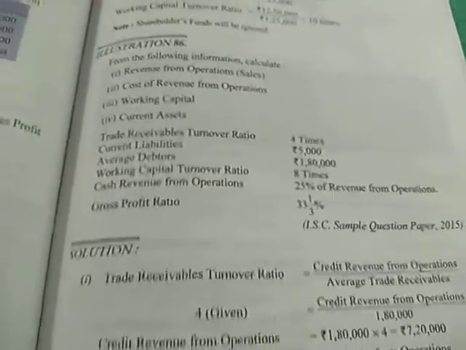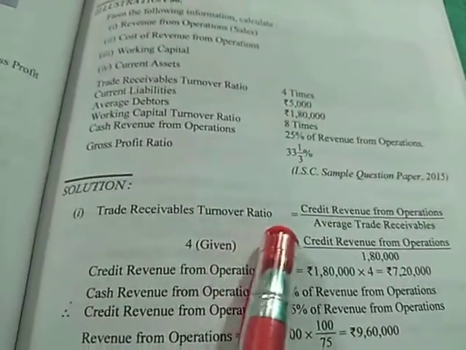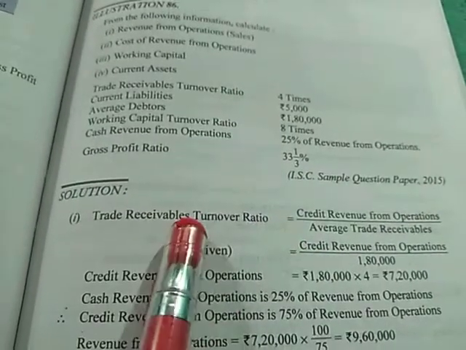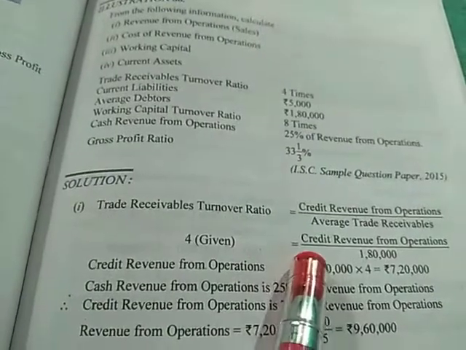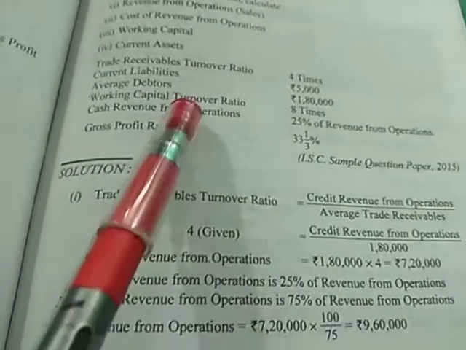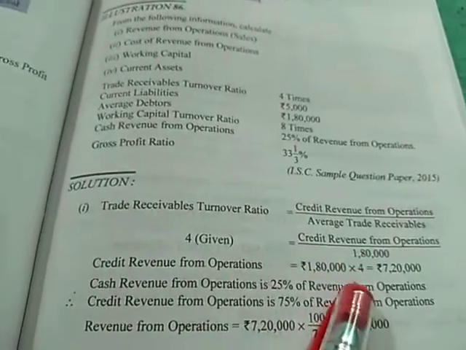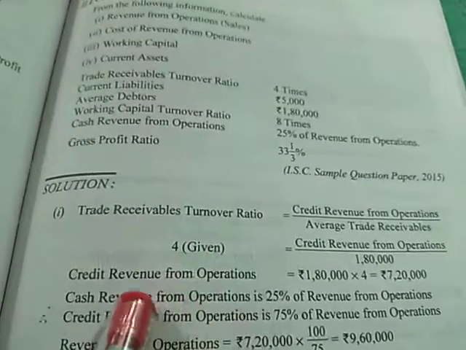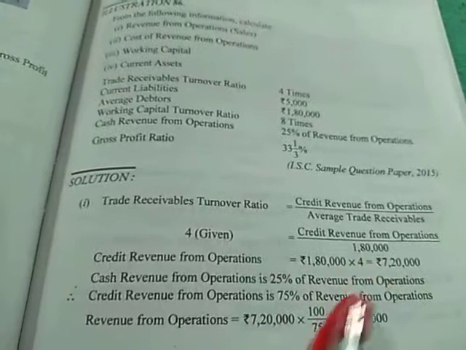So when you move forward, trade receivable turnover ratio is given 4 times. Trade receivable turnover ratio is credit revenue from operations by average trade receivable. It is given 4, so we'll use 4 here. Credit revenue from operations by average trade receivable. Average trade receivable is given to you 1,80,000, so we have written here 1,80,000. Now when you cross multiply it, 1,80,000 will get multiplied with 4. So credit revenue from operations becomes 1,80,000 into 4, 7,20,000.